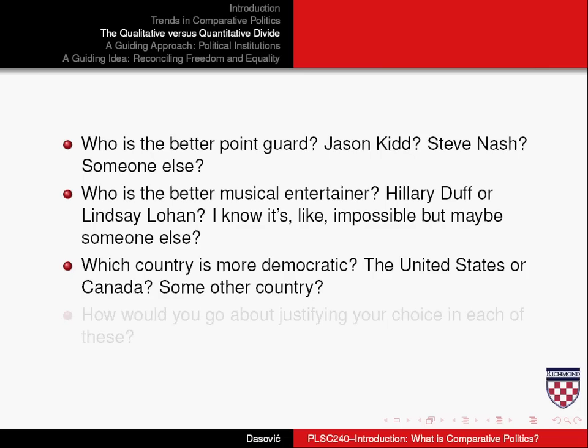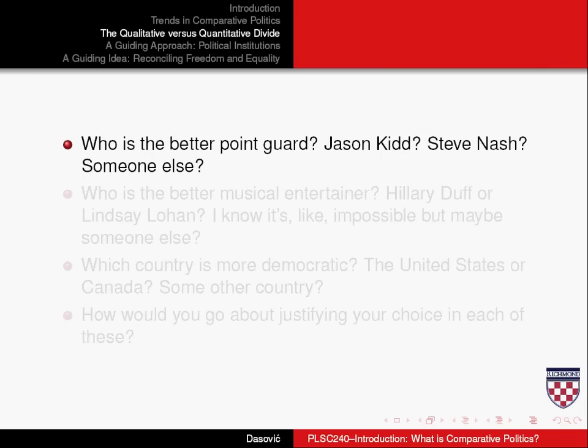Well, if you look at, for instance, this one, any of you who know basketball would say, well, look at assists per game, which is a good measure of a point guard's talent and ability. Others would say, well, what about points per game? What about shooting percentage, et cetera? And still others would say, well, there's something about a point guard that makes his teammates better, or allows an offense to gel. Those are all ways that you can go about justifying your choice.